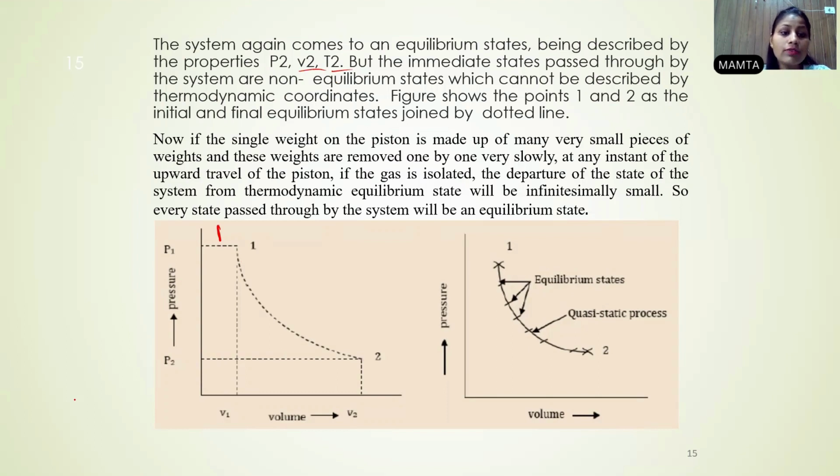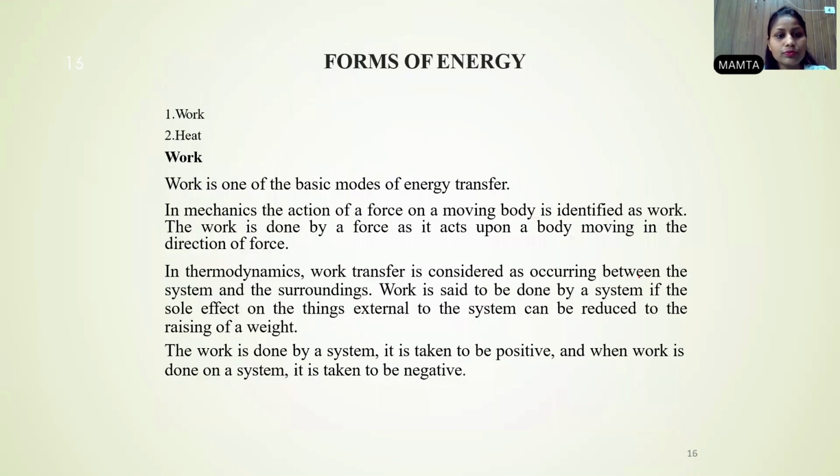If the single weight on the piston is made up of many very small pieces of weights, and these weights are removed one by one, very slowly, at any instant of the upward travel of the piston, and if the gas is isolated, meaning there is no mass transfer and energy transfer, the departure of the state of the system from the thermodynamic equilibrium state will be infinitesimally small. So every state passed through by the system will be an equilibrium state. These are the different equilibrium states in a quasi-static process, right?